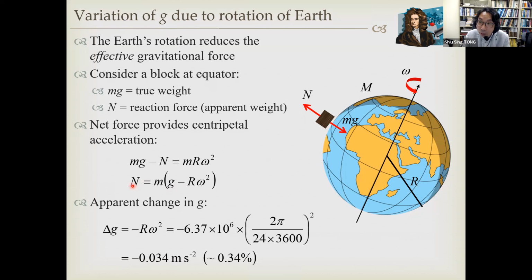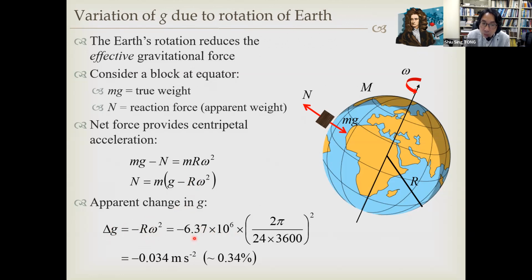So the apparent weight that the electronic balance measures is N. Now, N is equal to m multiplied by this factor. But what is this factor? g minus R omega squared. So effectively, you have the gravitational acceleration reduced by an amount of R omega squared. So there's an apparent change in g, which I call delta g, and that's given by minus R omega squared.